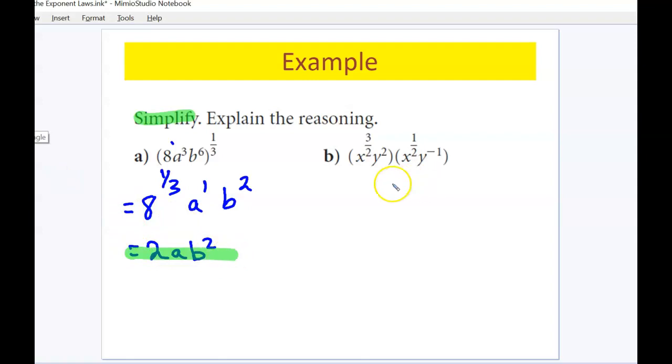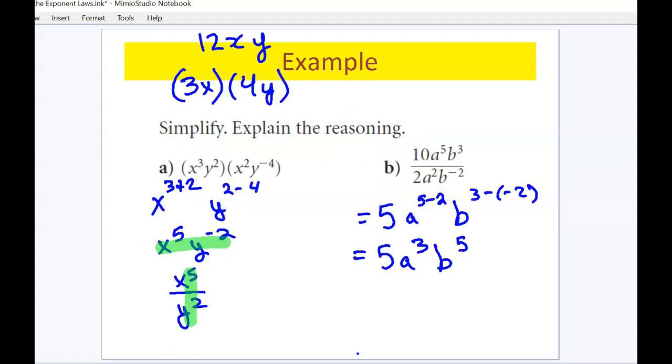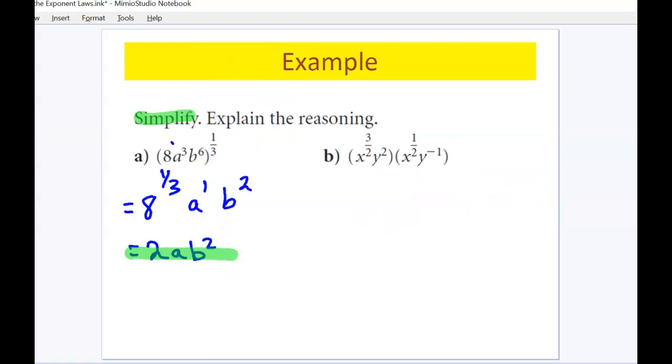Okay, looking at this one here, same idea as our first example. The only difference is I have fractional exponents. So again, I'm multiplying the x's, so I add the exponents. And when I'm multiplying the y's, again, I add the exponents. So 3 halves plus 1 half is 4 halves, which is really x squared. And for y, 2 minus 1 is 1. So my final answer is x squared y.